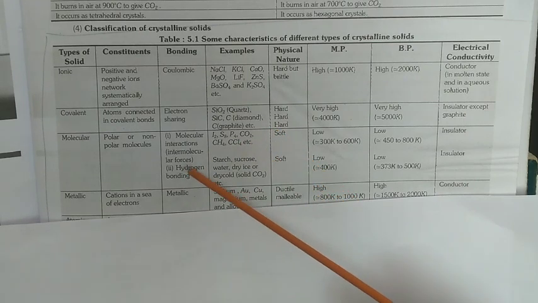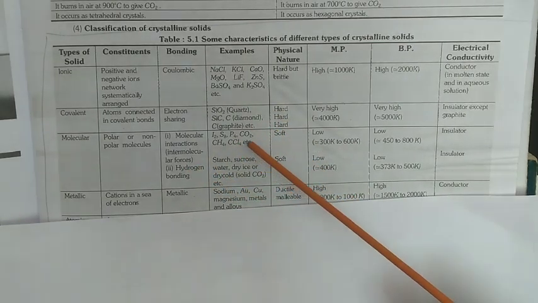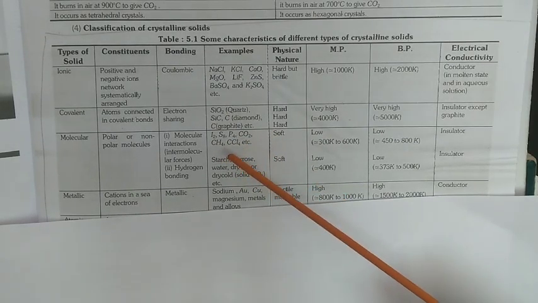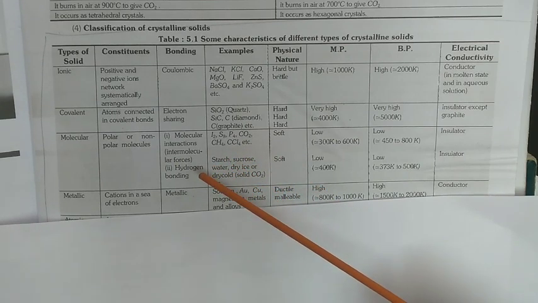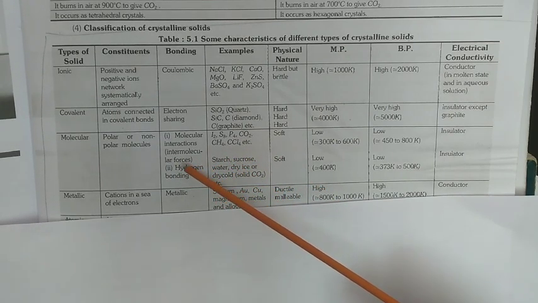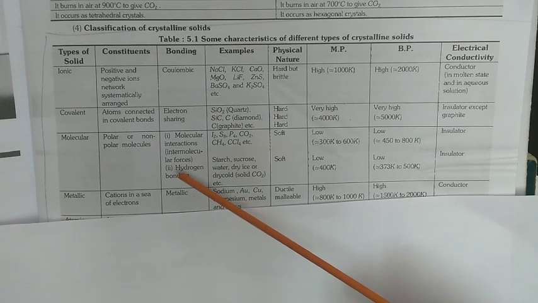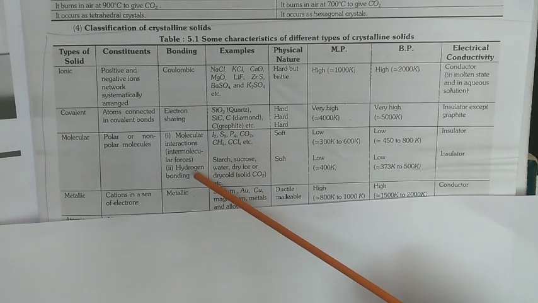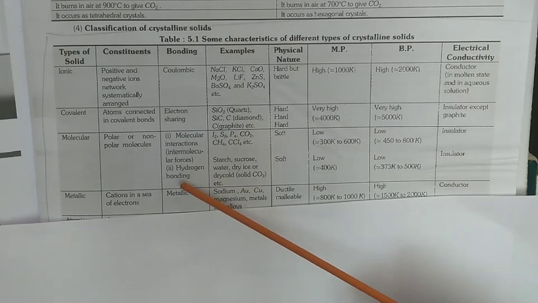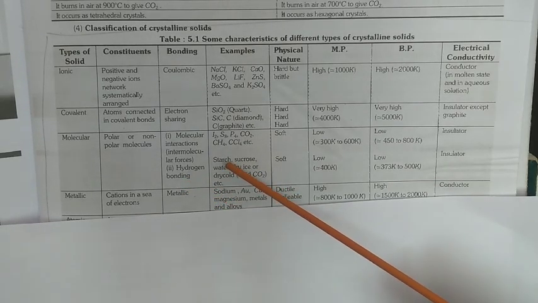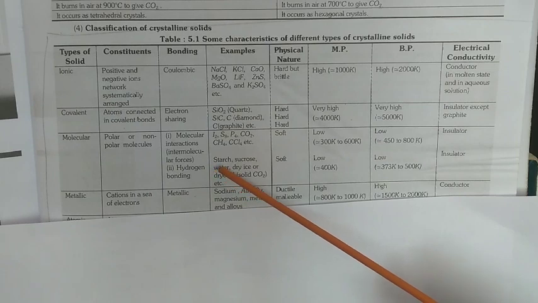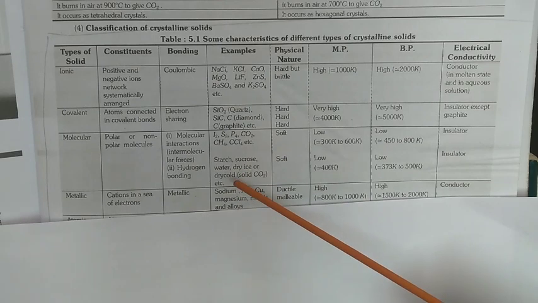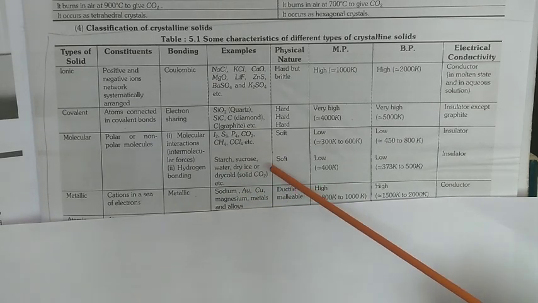Next, if you take polar molecules like HCl, then dipole-dipole interaction will be the intermolecular force of attraction which holds the molecular solids. Next, we shall take one more type of molecular solid, called hydrogen bonded molecular solids. Here the intermolecular force of attraction will be hydrogen bonding. The examples for hydrogen bonded molecular solids are starch, sucrose, water, dry ice.